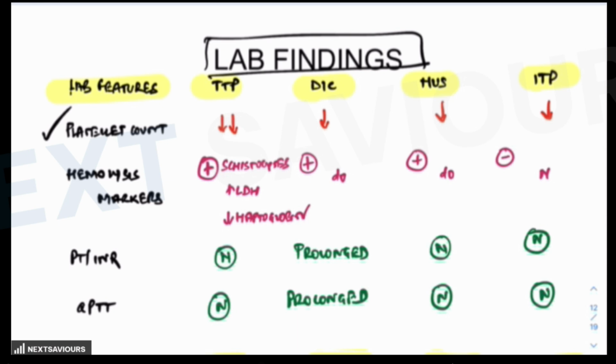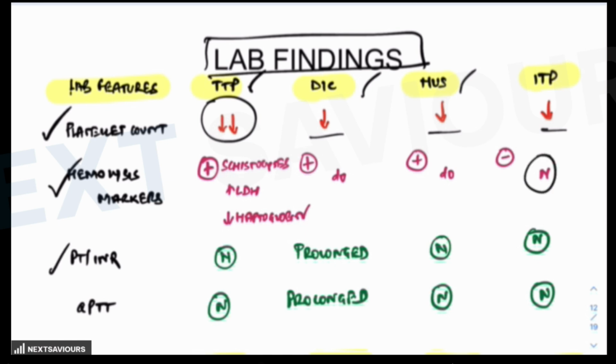There is no doubt about this, but it is slightly decreased in all the other three conditions. As far as hemolytic markers are concerned, they are consistently present in all, like TTP, DIC, HUS, because there is marked hemolysis, but it is normal in case of thrombocytopenic purpura.